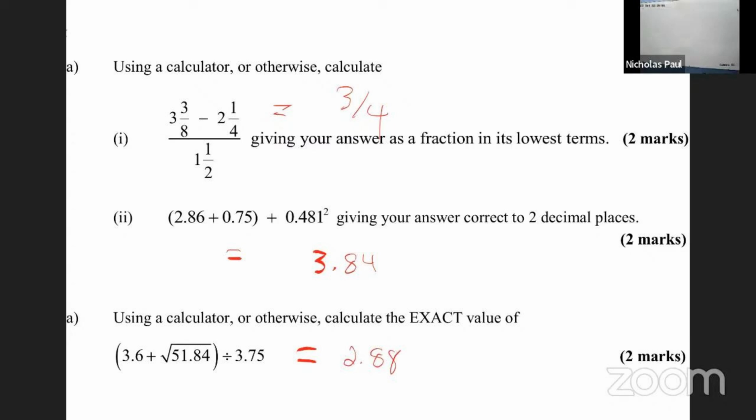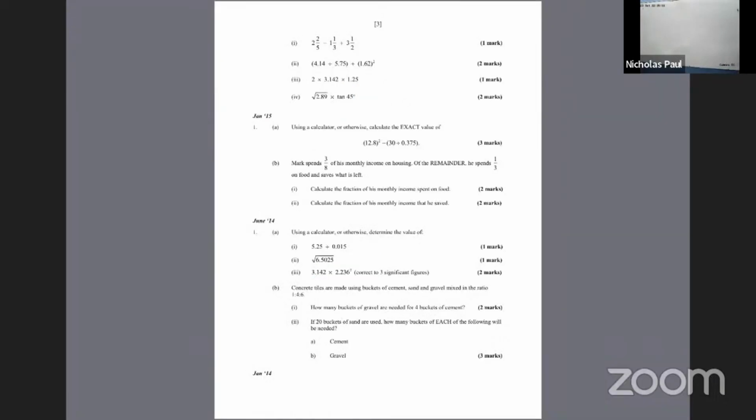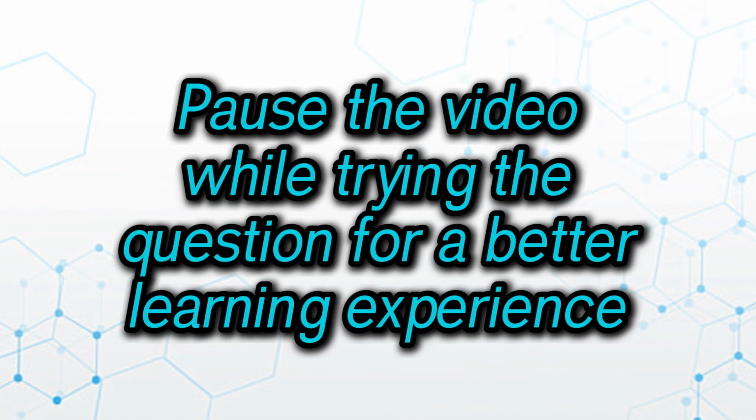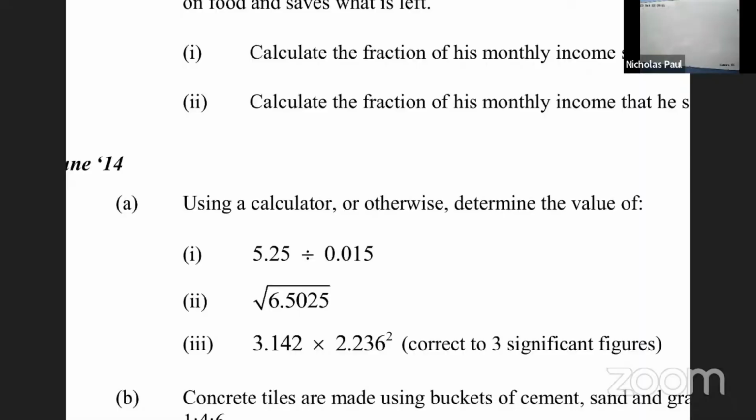Let's go again. Let's try the next one. Let's try this one here. Using a calculator, let's get those values and practice the one with 3 significant figures. June 2014. Right, so the first one is what? 350. And the next one is what? 2.55, nice. And the last one to 3 significant figures is 15.7.